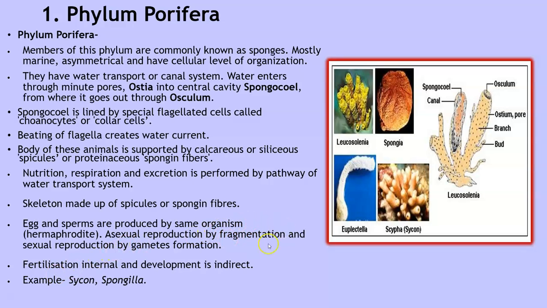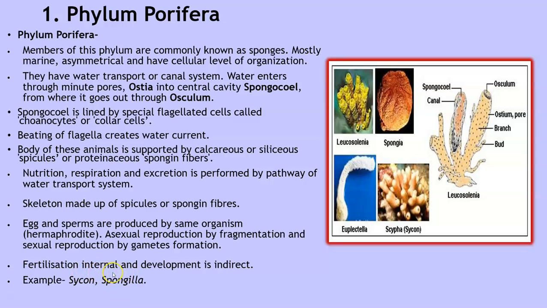Asexual reproduction occurs by the process of fragmentation, and sexual reproduction by gamete formation. Fertilization is internal and development is indirect. We have examples like Sycon and Spongilla.